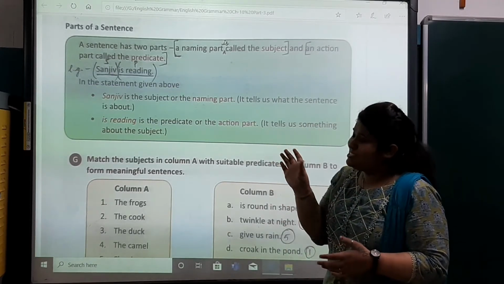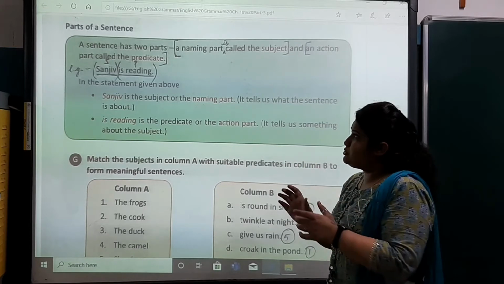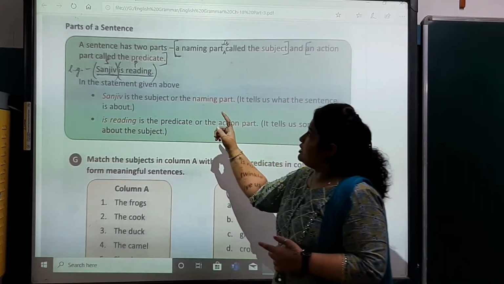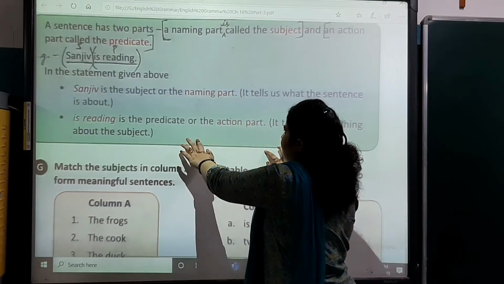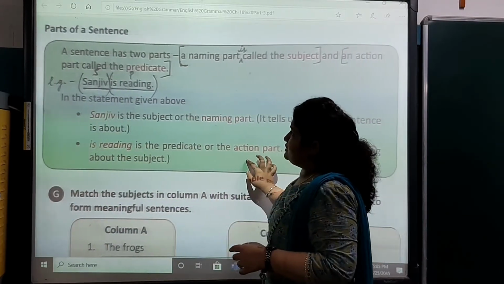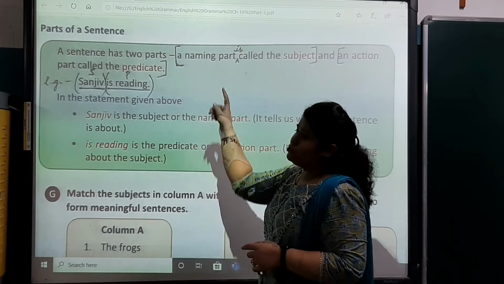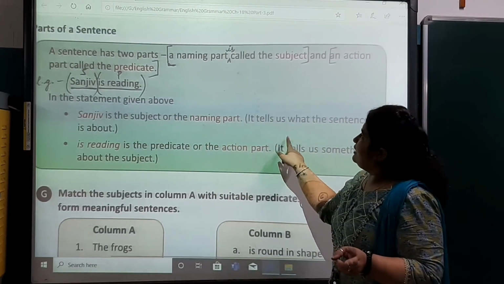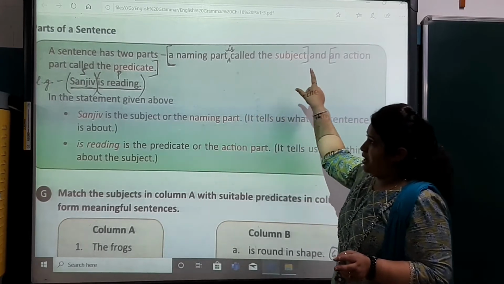Now we will learn about the parts of a sentence. Okay. So here, firstly, see. Parts of a sentence. A sentence has two parts. Now how many parts does a sentence have? Two. A naming part, here the definition I have marked, children.